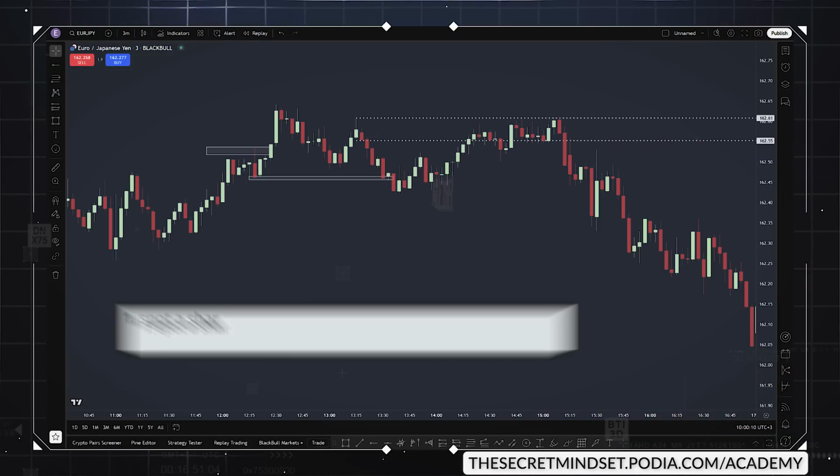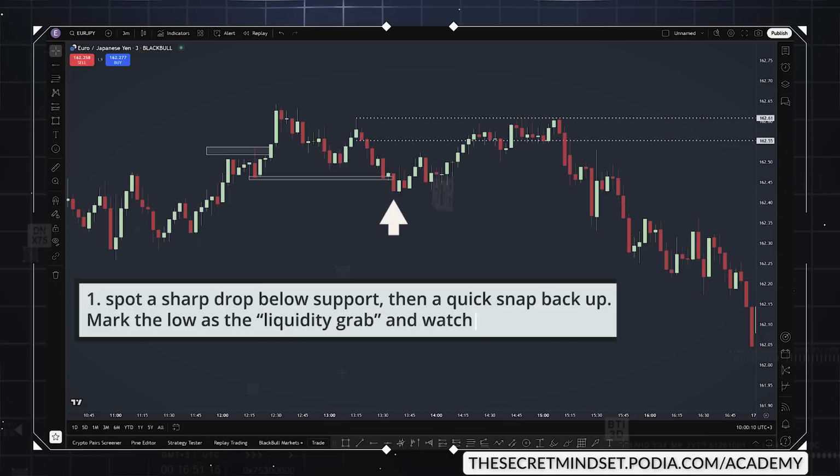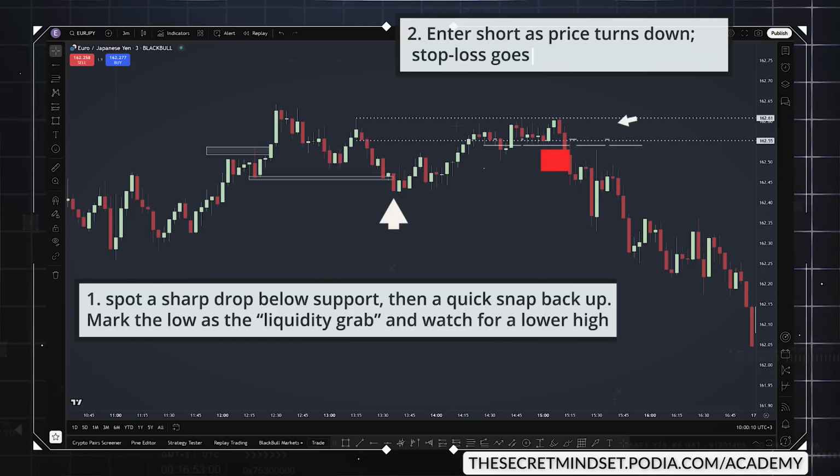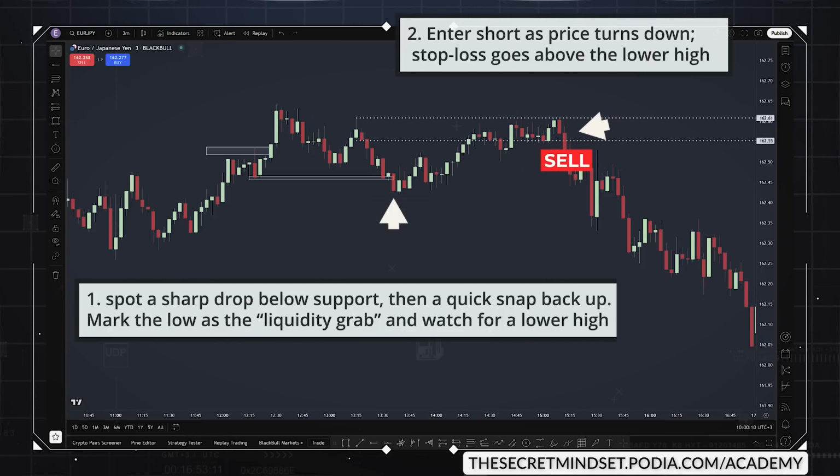Here's how to trade it. When you see price drop below support and snap back, mark that low as the liquidity grab. Watch as price rises again. If it fails to reach the old high and starts to fall, this is the over and under. The lower high is your entry zone. Sell short as price turns down from this area. Your stop goes just above the lower high. If price returns above that, the pattern failed. If not, you're in for the ride down.